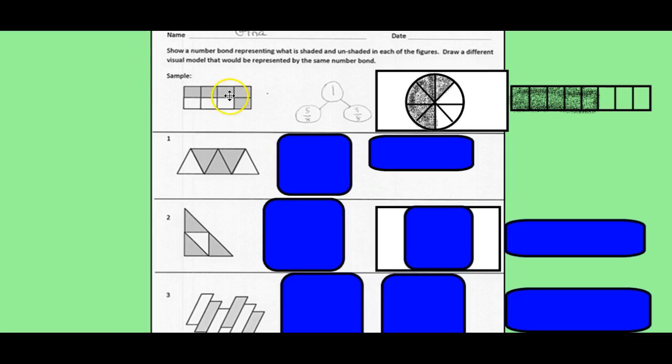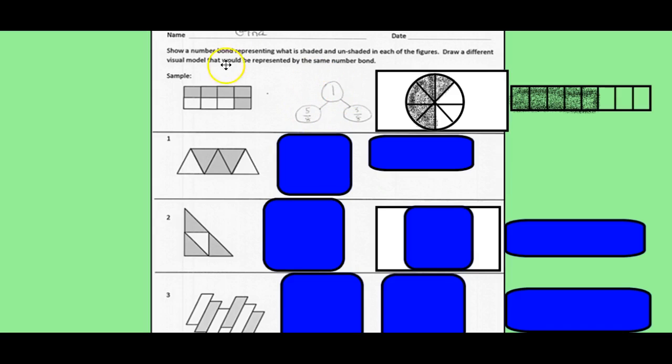So the sample has a long rectangle, and there are 1, 2, 3, 4 parts on the top and 4 parts on the bottom, so that's 8 equal parts. There are 5 parts that are shaded, and there are 3 parts that are not shaded. Okay, so that's where we get this number bond.